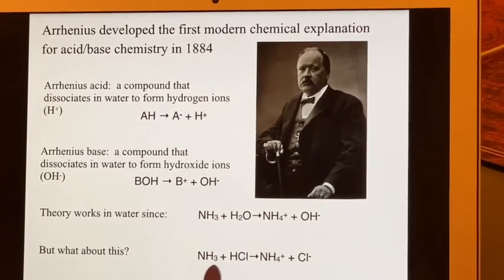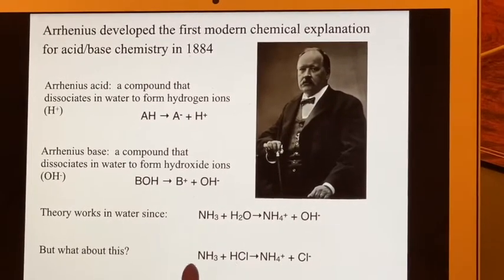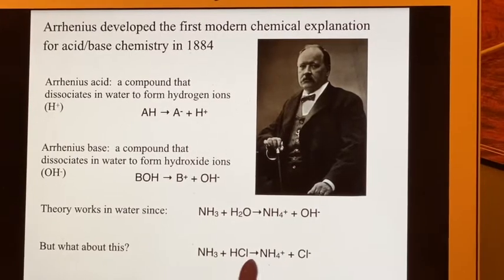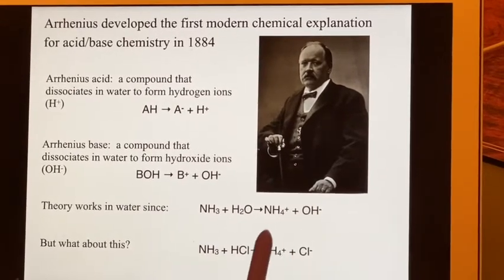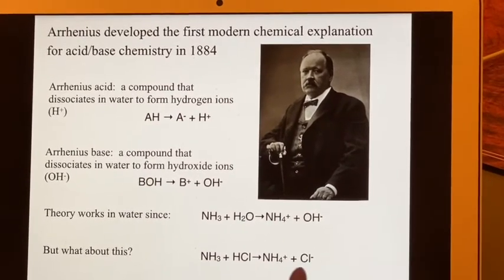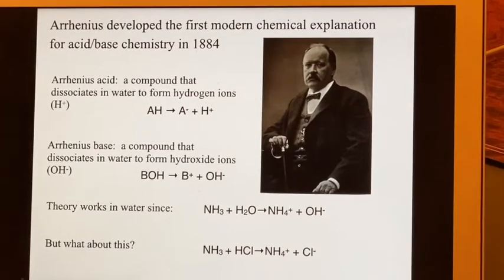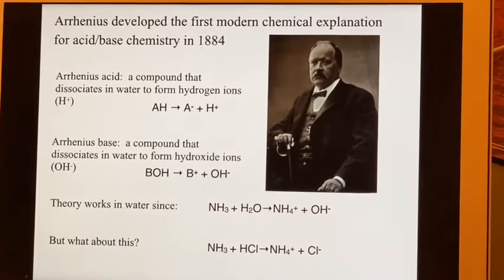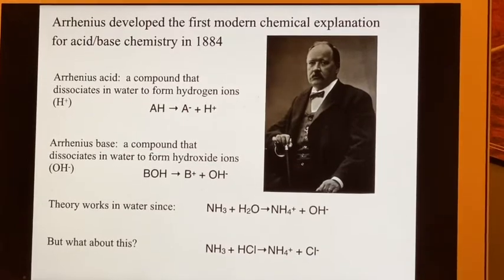However, now that we've said that ammonia should be a base, what happens if I dissolve it in something other than water, like this? I'm putting it in hydrochloric acid. I'm still going to make ammonium ions. It's just that instead I'll have chloride ions instead of hydroxide. Well, that certainly was something that bothered people.